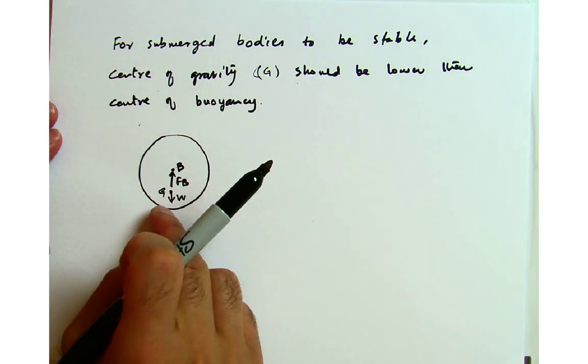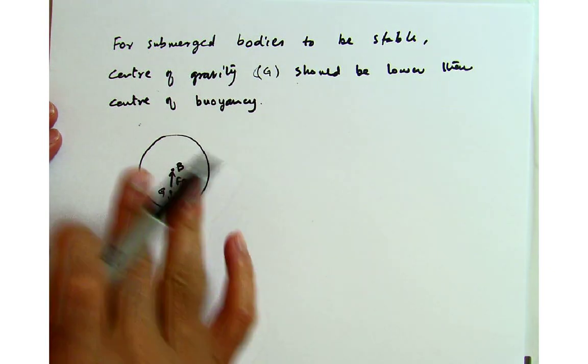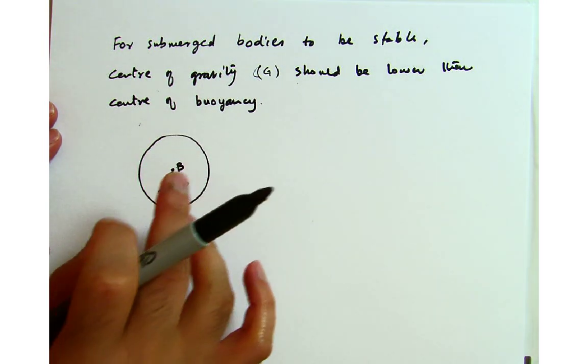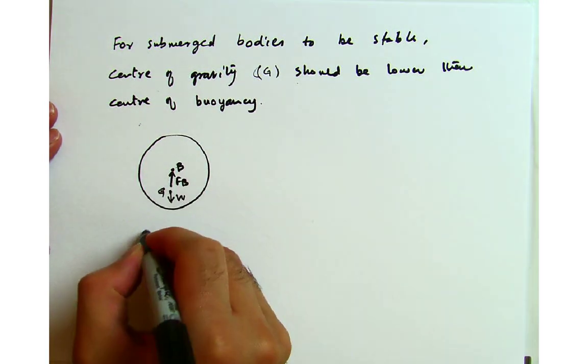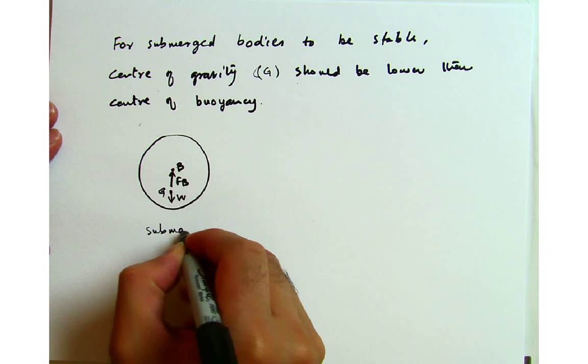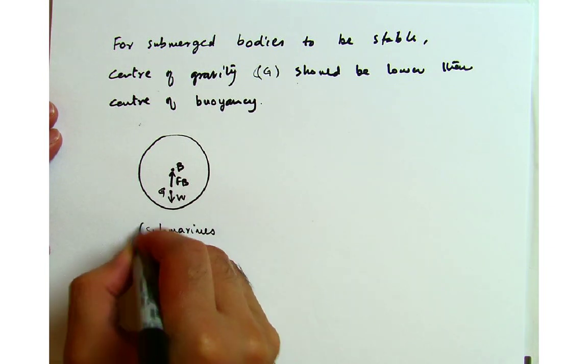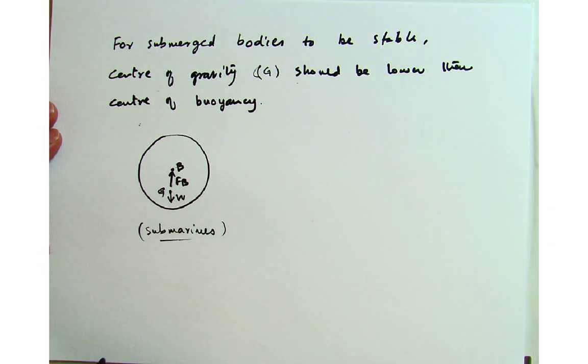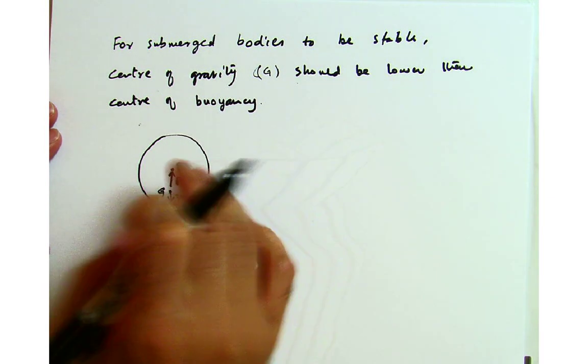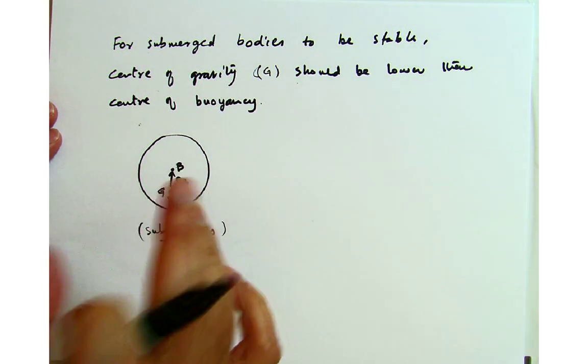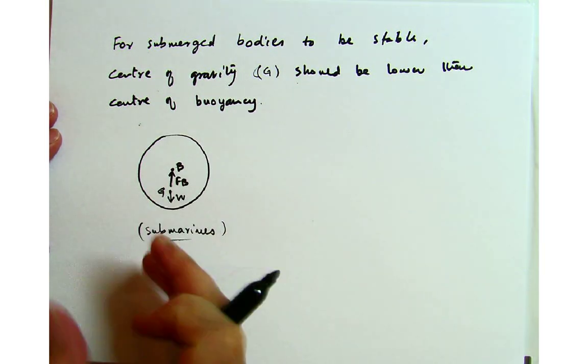If that is the case, then the submerged body will always be stable, and that's what you want to do in the case of submarines. Of course there are some stabilizers and everything, but if this is the case, they will always be stable.